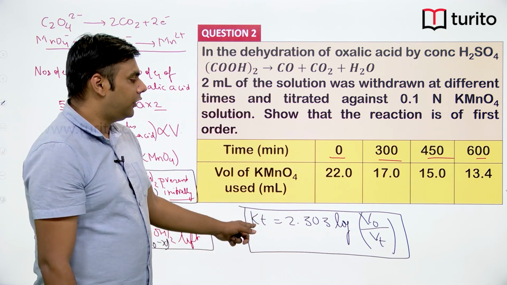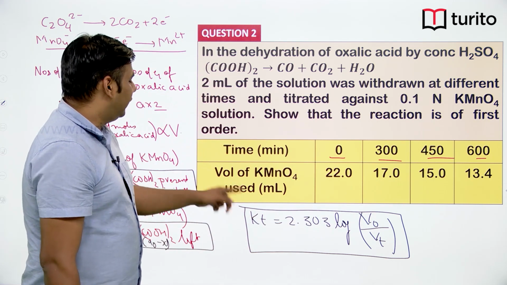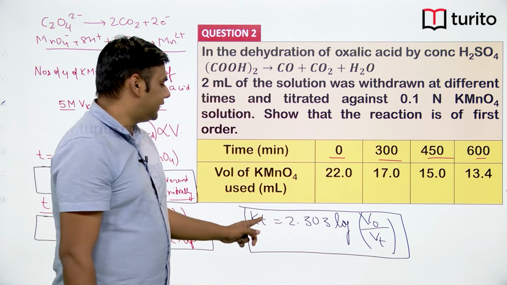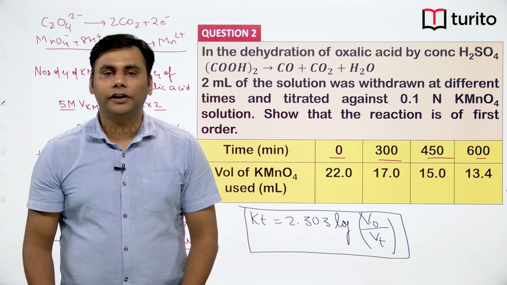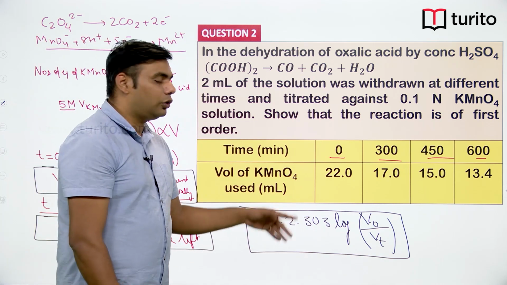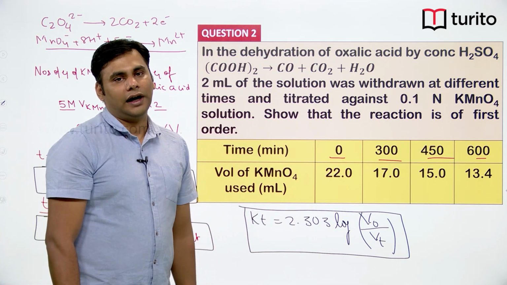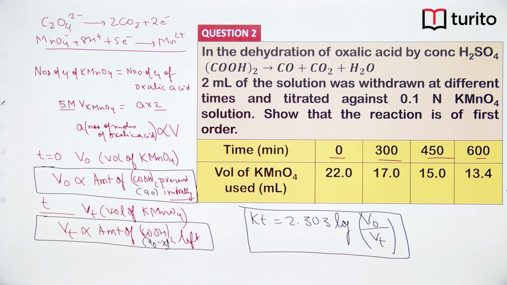Time is 450 minutes and Vt is 15, V0 is still 22. We'll calculate the value of k. At time 600 minutes, Vt would be 13.4. So we'll again calculate the value of k. If the rate constant using the first order equation comes out to be the same, it indicates that this reaction is following first order kinetics. I hope this is clear to you. Just look at the steps we are doing.